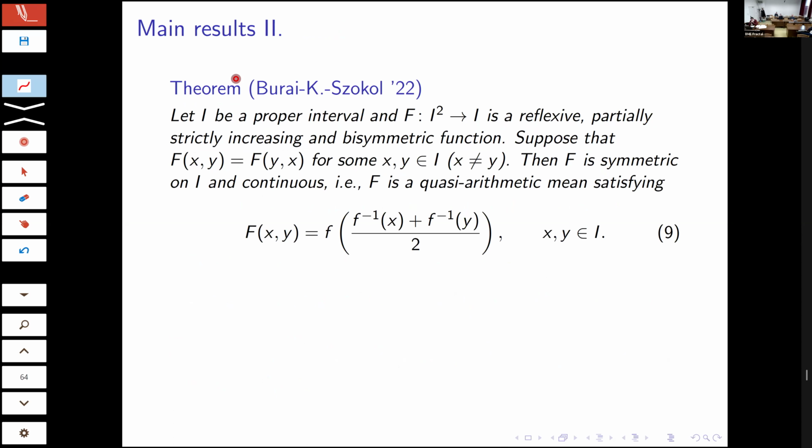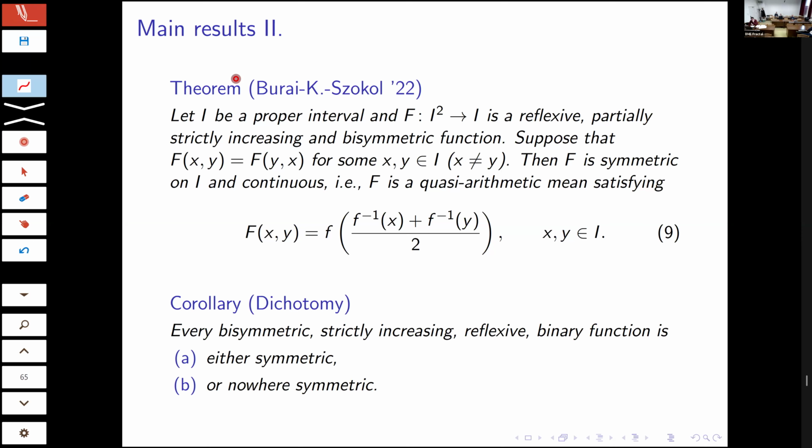The proofs I will skip. So if I take a proper interval, reflexive partially strictly increasing and bisymmetric, so symmetry is not there. If you also eliminate reflexivity, we saw that continuity is not necessarily assumed or inherited. And if we assume that at one point, one pair of points, we have symmetry, then symmetry and continuity come. So we get back to the quasi-arithmetic mean structure.